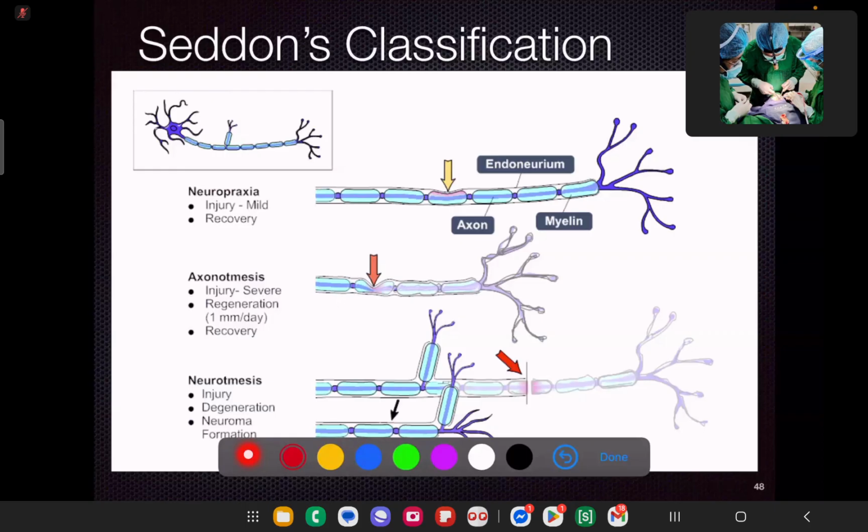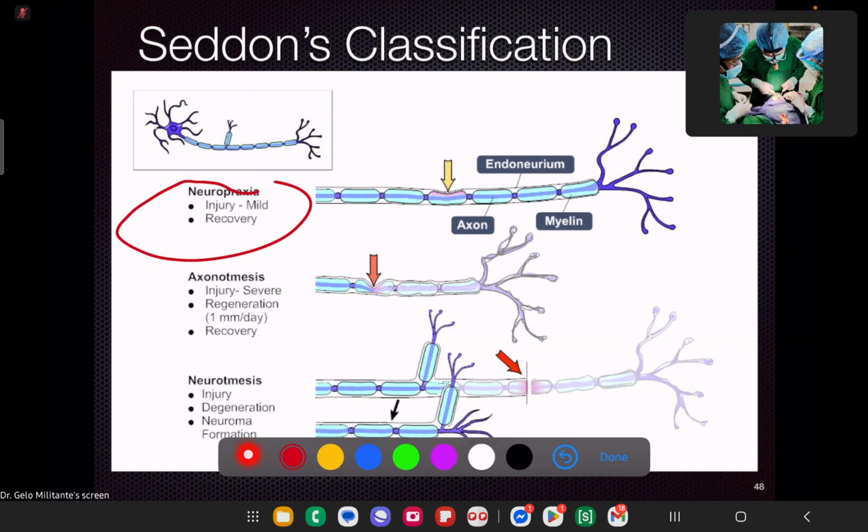So, it is important for us to determine the classification of the nerve injury, because the management and the treatment protocol for each type of classification is different. Like for example, neuropraxia. When you say neuropraxia, it is actually a mild injury. So parang nag-elevate ka or naglagay ka ng dental implant on the bone, nakapatong yung dental implant mo on the inferior alveolar nerve or the mandibular canal, causing neuropraxia.